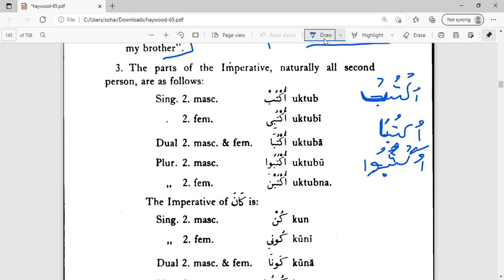And this is for masculine. So this is singular, dual, and plural. For feminine, what would it be? Uktubi. Uktubi, yeah.